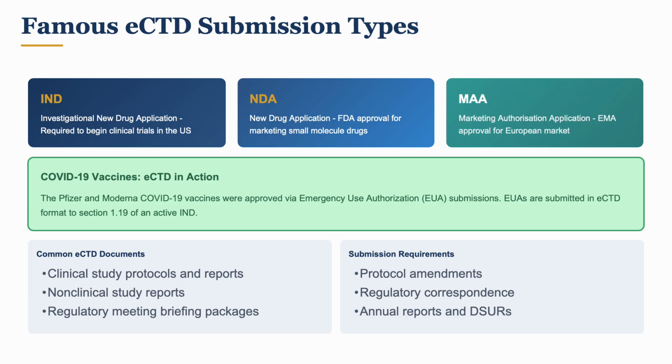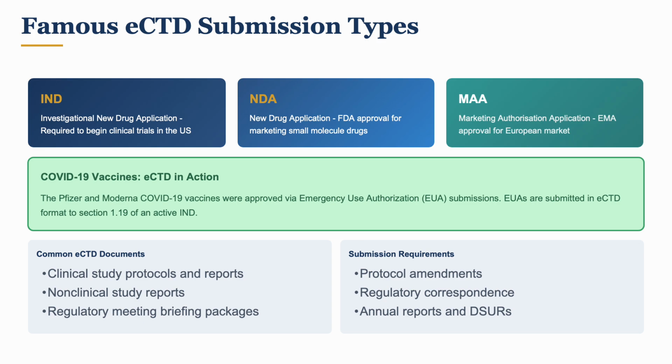The NDA is the new drug application. This is what you submit to FDA when you want marketing approval for a small molecule drug. For biologics, you submit a BLA or Biologics License application. The MAA or Marketing Authorization application is the European equivalent for marketing approval.